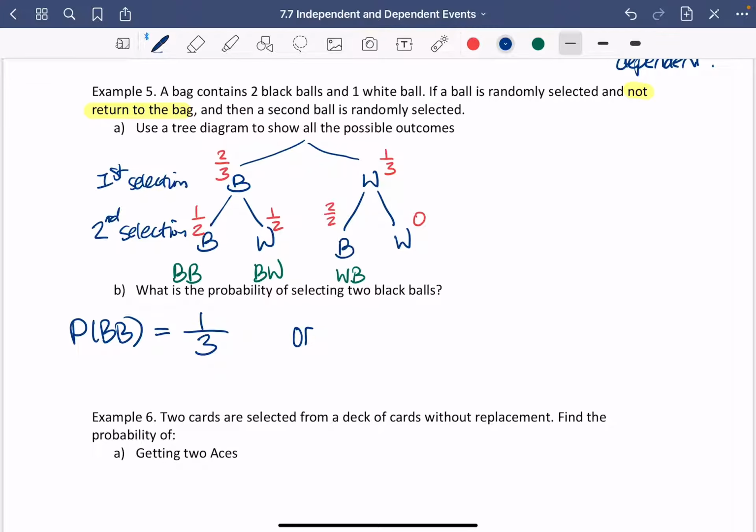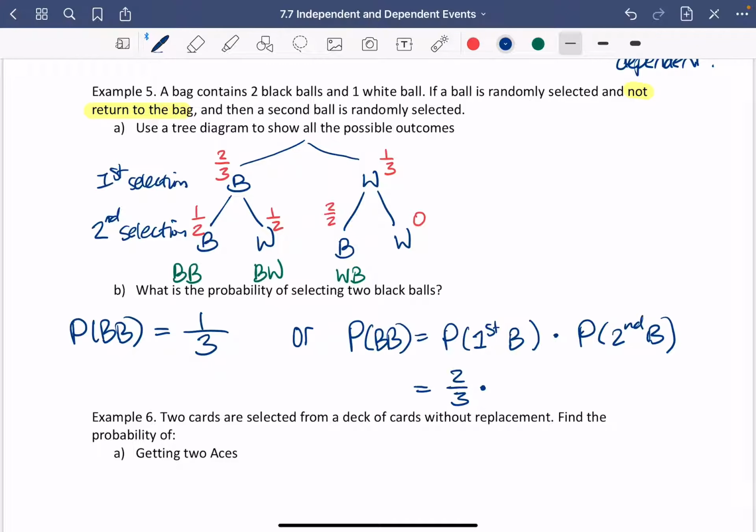Or you can also use the multiplication method. So probability of BB is equal to the probability of getting the first B times the probability of the second B. Well, the probability of getting the first B, we know it already. It's 2 out of 3 chance. And the probability of getting the second B is a half. So if you multiply it, it's still equal to a third.